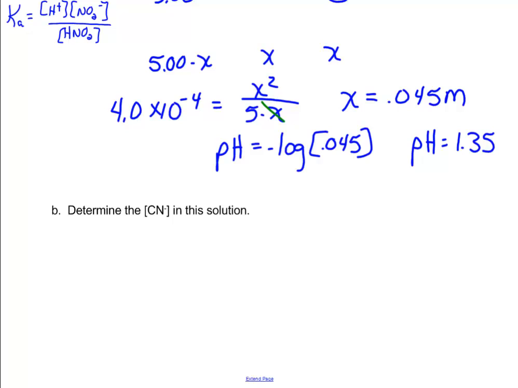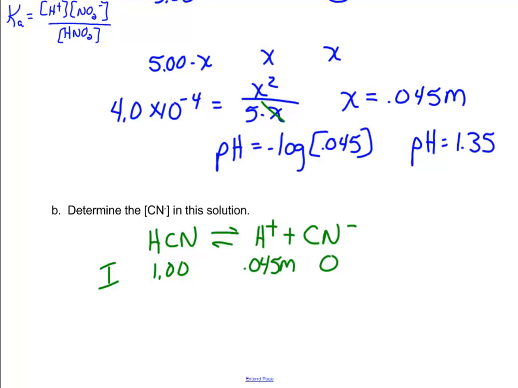Well, hydrogen cyanide is going to dissociate a little bit, and so I need to write out that equilibrium expression. My initial concentration of hydrogen cyanide is 1 molar, and my hydrogen ion concentration from my nitrous acid is 0.045 molar, and I have no cyanide ions initially. At equilibrium, the equilibrium is going to shift to the right because I need to generate some cyanide ions. So I'm going to have 1 minus X for my equilibrium concentration of hydrogen cyanide. I'm going to have 0.045 plus X for hydrogen ion concentration, X for cyanide.